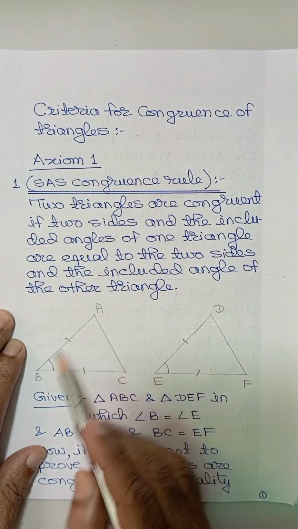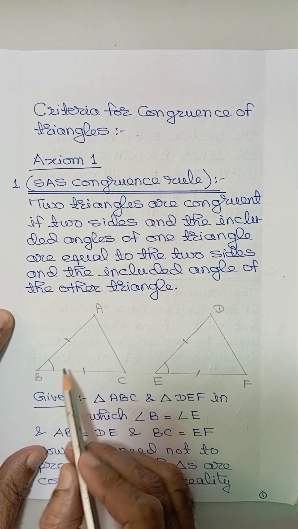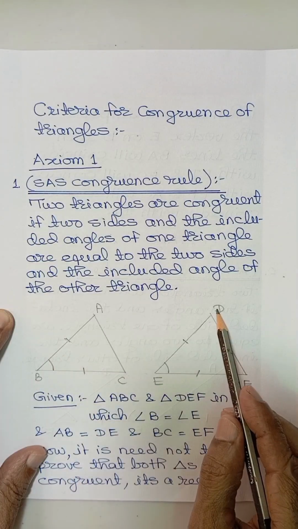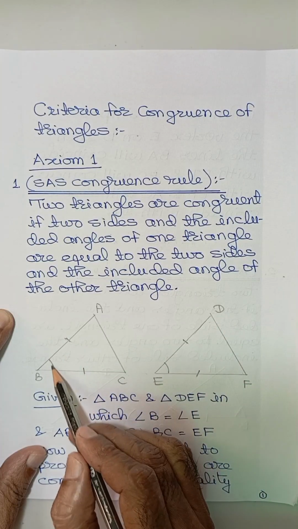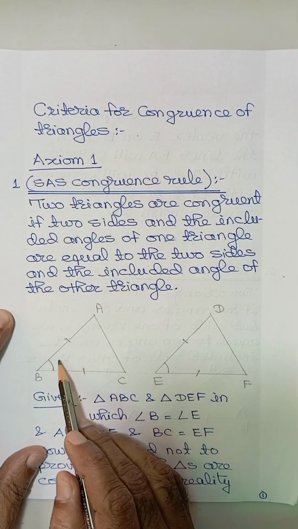So let us consider these two triangles, triangle ABC and triangle DEF. Now two sides are equal. So let BC be equal to EF and AB be equal to DE. Now the included angle is this angle, angle B, and here the included angle is angle E. So these two angles are equal. So we need not prove it.